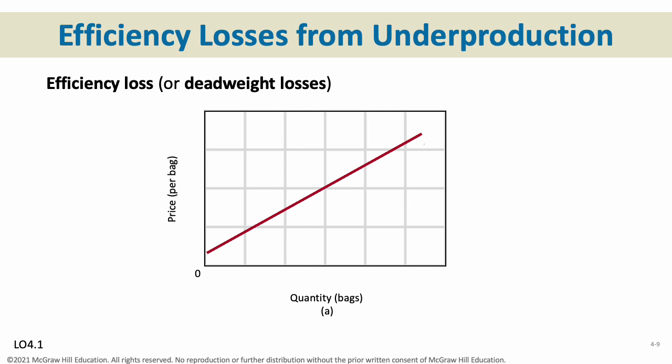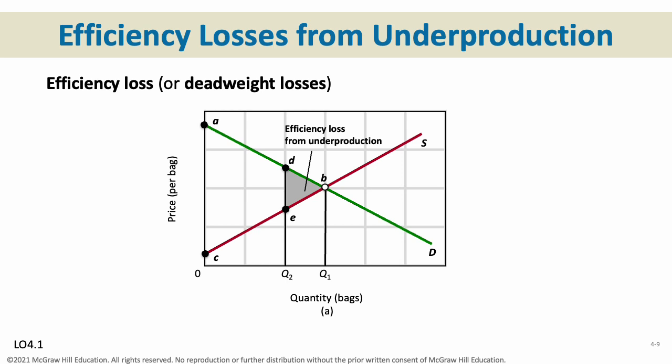So what happens if we make too little of something? If we make too little of something, we get what is known as an efficiency loss from underproduction. Too little of something means a product that has some sort of benefit to society and we're not making enough of it. And in this case, what are we getting? We are getting that gray triangle there. That's an efficiency loss from underproduction.